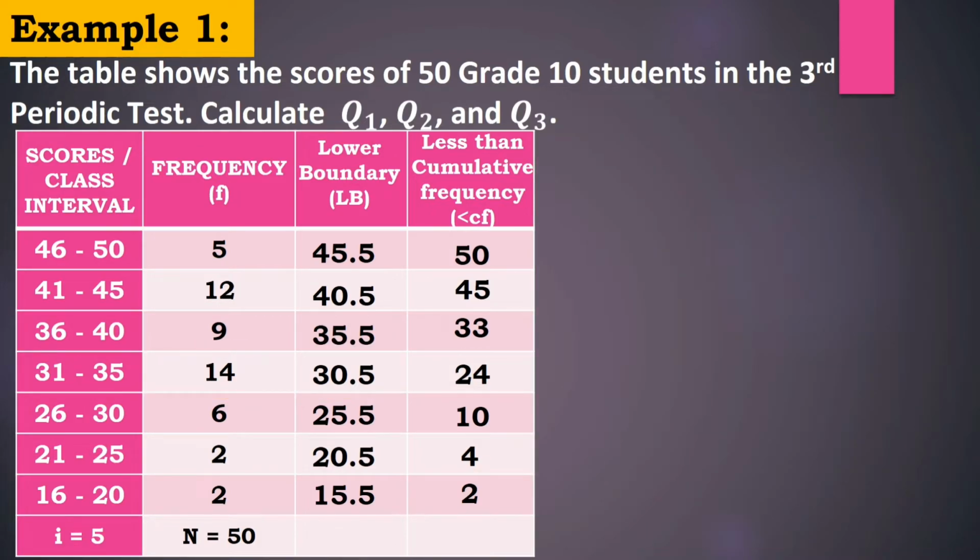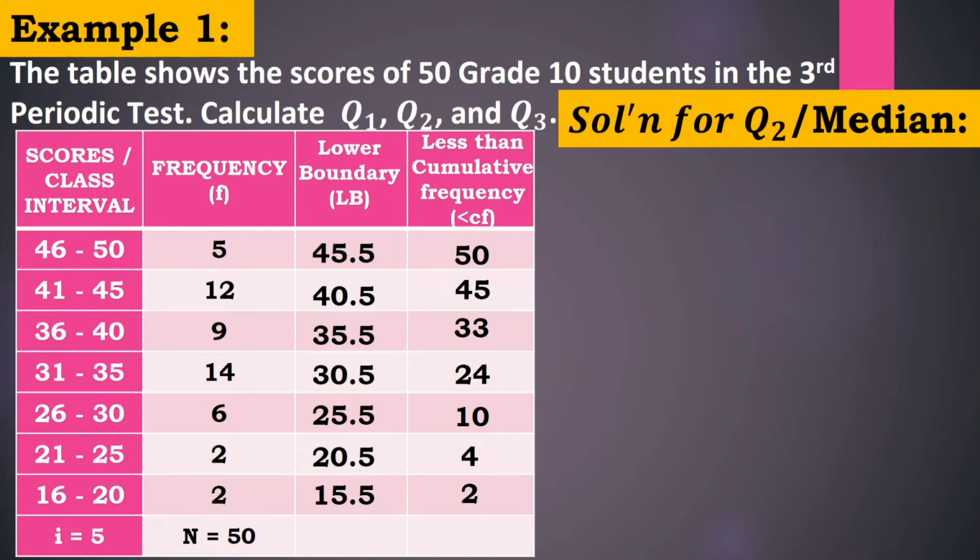So, for the Q sub 2 or the median, same process, we will locate the Q sub 2 class first by using the formula Kn over 4, where K is 2 kasi Q sub 2 na, and then N is 50, the total frequency divided by 4. So, 2 times 50 divided by 4 is 25. So, again, let's look at the less than cumulative frequency and look at where 25 is less than or equal to. So, 25 is greater than 2.